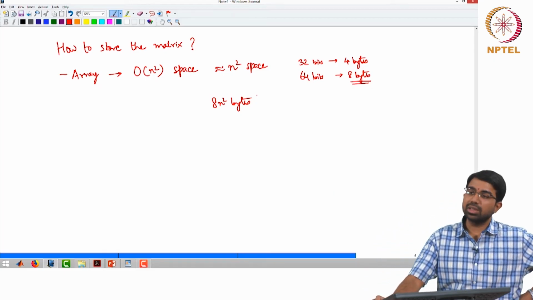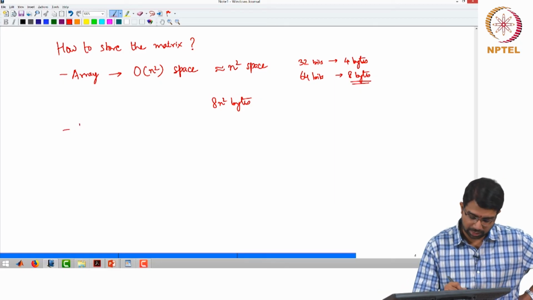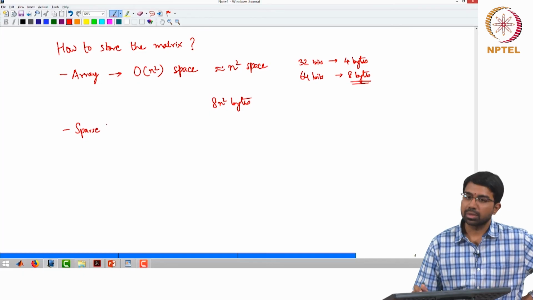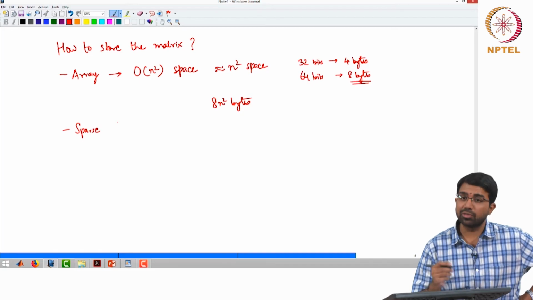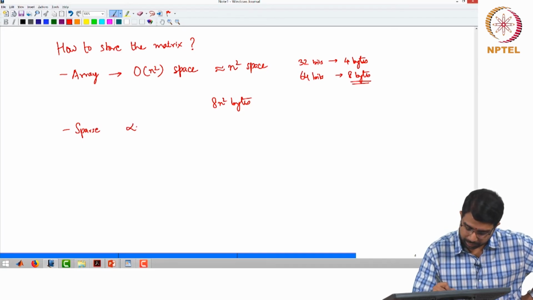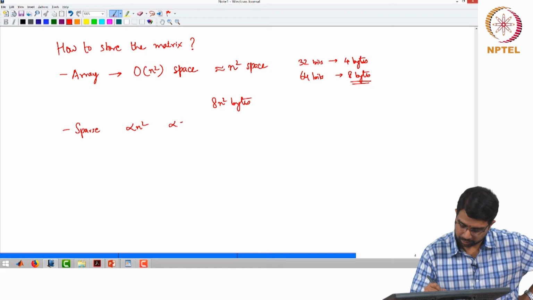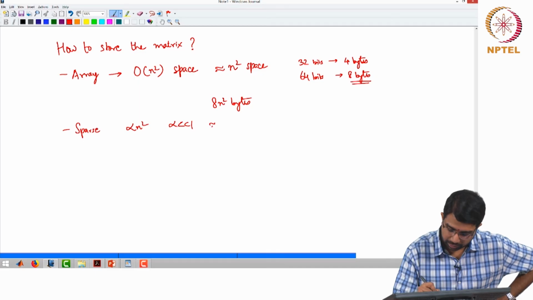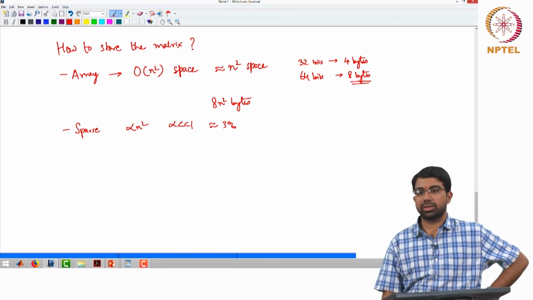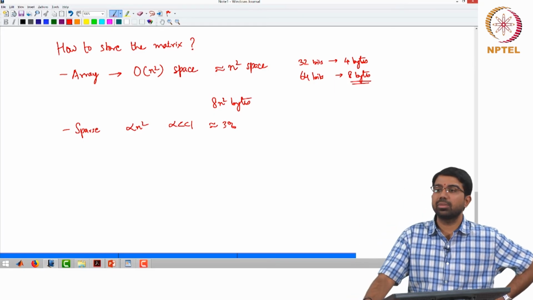But what did we say already? We said that most real graphs or most biological graphs are actually sparse, which means maybe the number of non-zeros I have is some alpha n squared, where alpha is much less than 1. Maybe I have 3% non-zero entries. So, it is wasteful to store the entire matrix in memory.